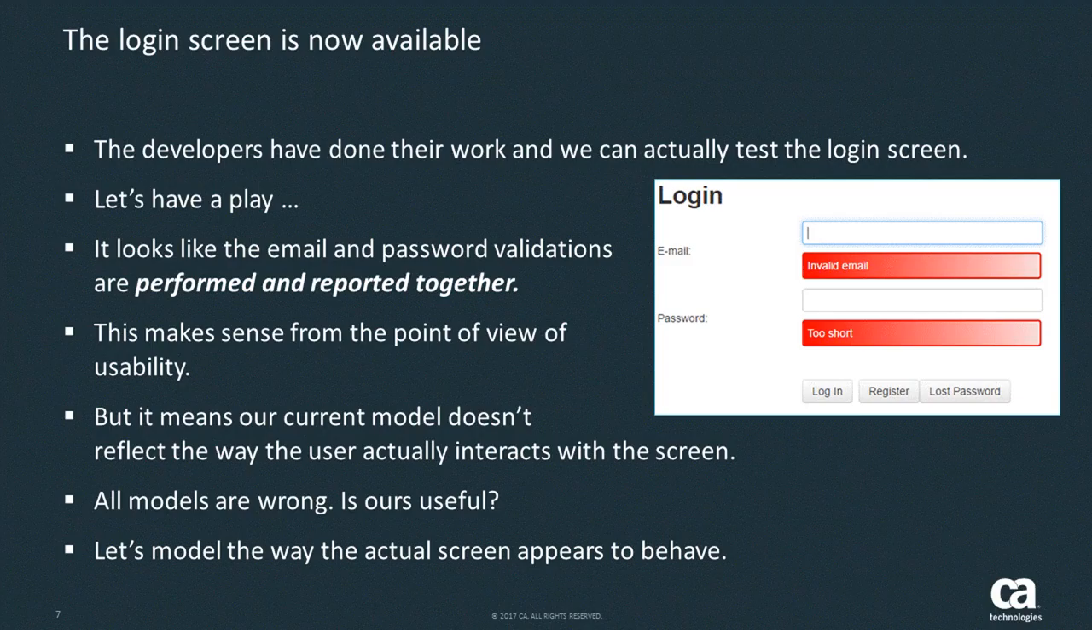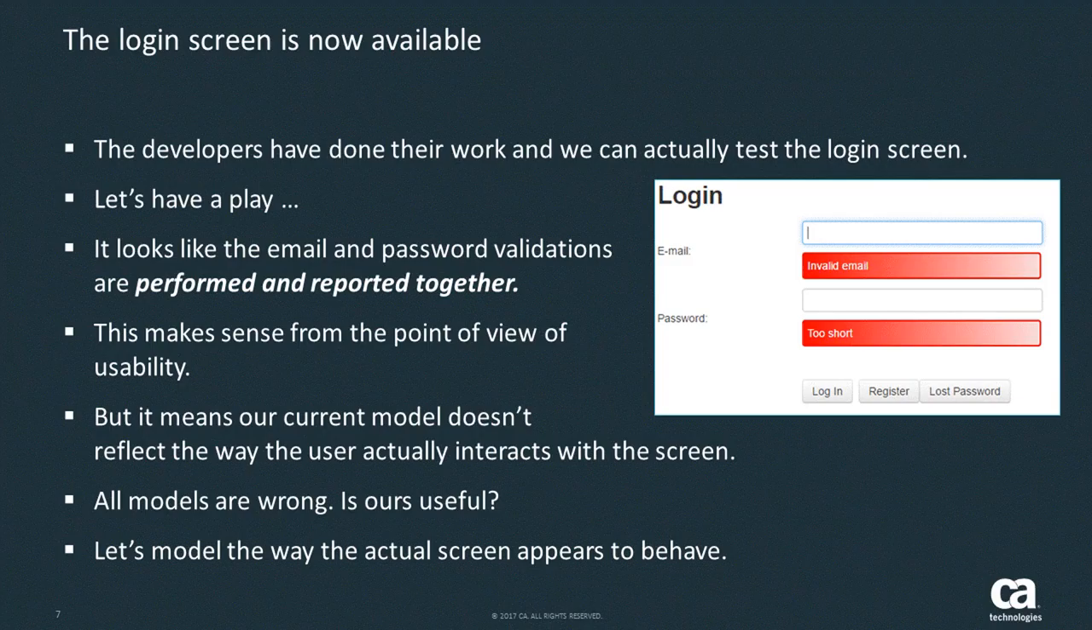On a simple screen like this, perhaps it doesn't matter too much. But if you have a screen with, say, 20 fields that you have to complete, just to get 1 error message at a time, to fix 1 error at a time, is a bit cumbersome and tedious. So typically, developers will build all the error checking into one process and report all the errors as one process. So our model is wrong, okay? Our current model is wrong because it doesn't reflect this user interaction. So let's model the way the actual screen appears to behave as another exercise and see where that takes us.